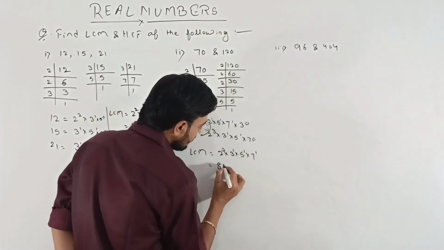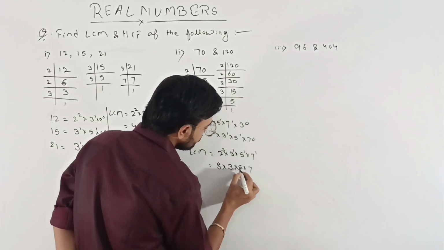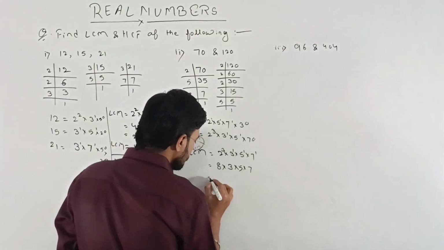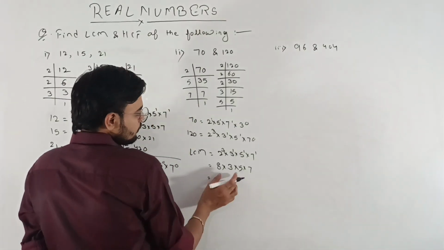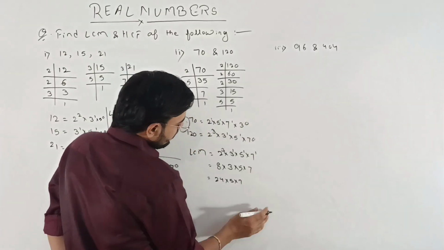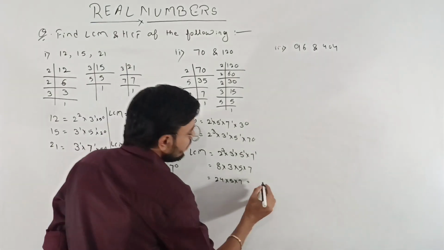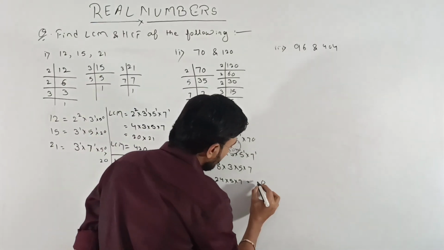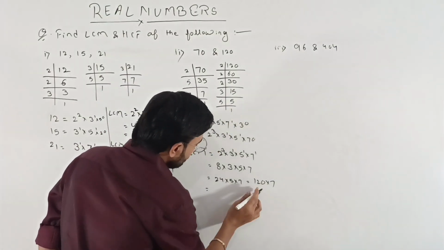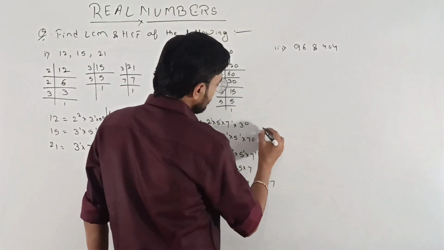Now calculate this. 2 to the power 3 is 8, into 3 into 5 into 7. 8 threes are 24, into 5 into 7. 24 fives are 120, into 7. Now 120 sevens are 840, then LCM is 840. Okay, now HCF.